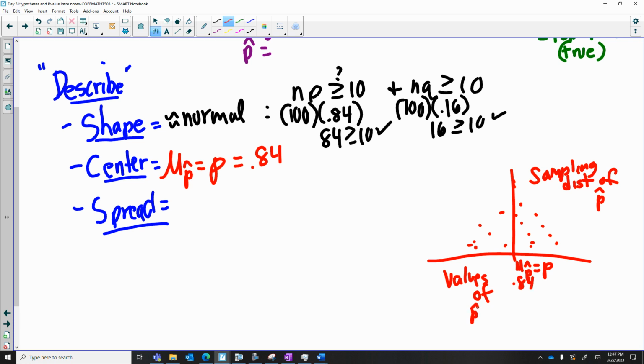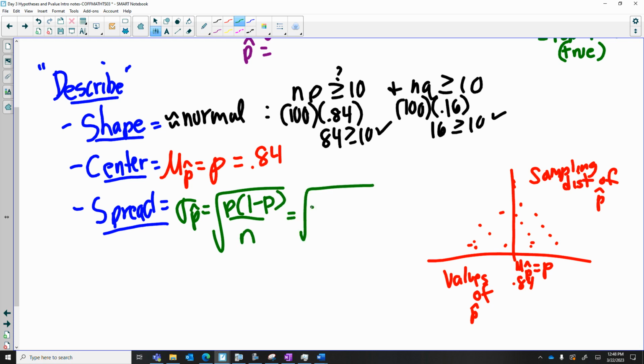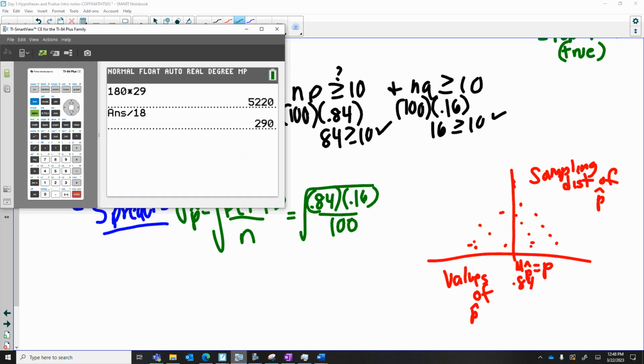Okay. The spread. Spread is sigma sub p hat, and we have a formula for this. It is on the reference sheet. The formula is the square root of p times 1 minus p over n. Remember, if you have p, you use p. And if you don't have p, you use p hat. Okay? So let's calculate this and see what we get.